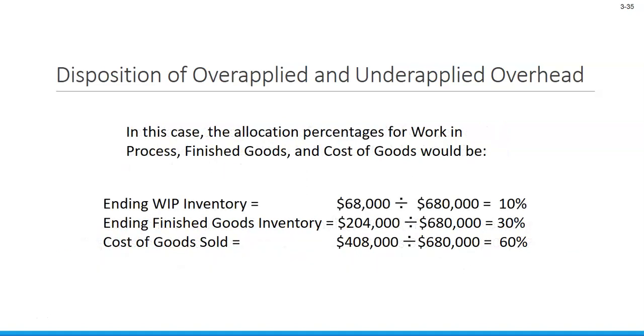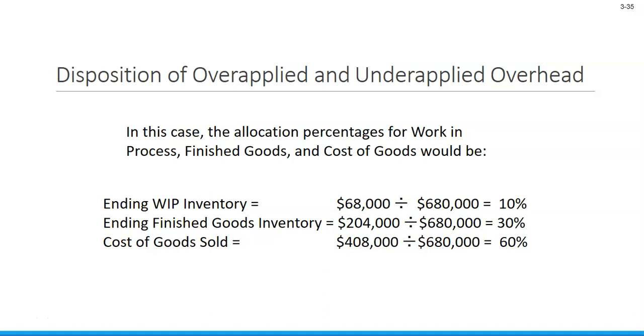So we see work in process inventory 68,000, ending finished goods inventory is 204,000, and cost of goods sold is 408,000. So what we do is we add those 3 accounts together and then figure out what proportion of the total each one of them is. So we can see here that the work in process inventory is 10%, finished goods inventory is 30%, and cost of goods sold is 60%.